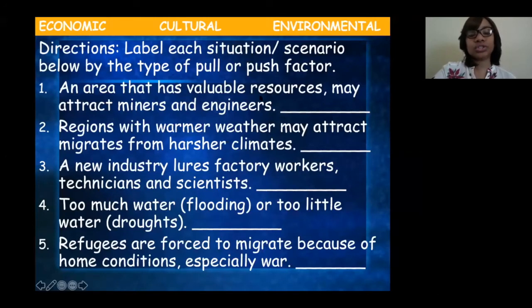Using the chat again, you can feel free to answer. Number one says, an area that has valuable resources may attract miners and engineers. Which one of our factors do you think this will coincide with? And I actually would think that this may even be two, based on what I think. Let's see what you think though.